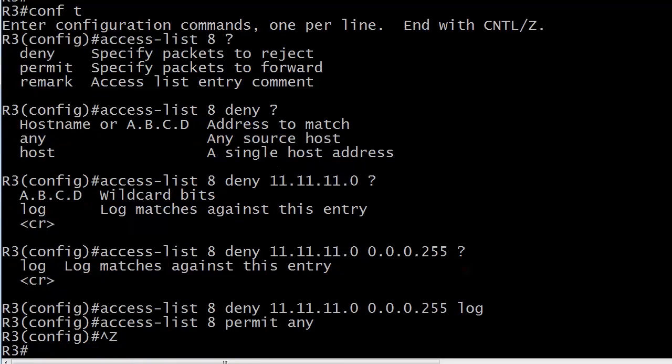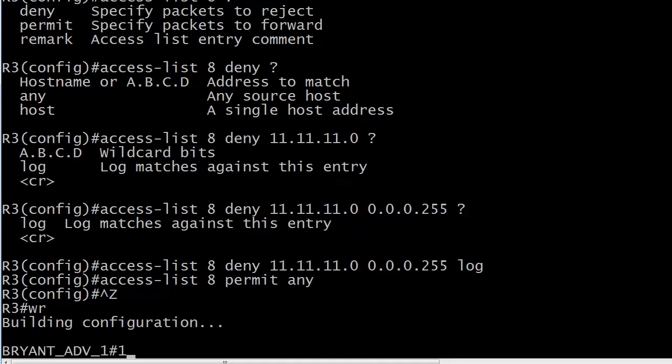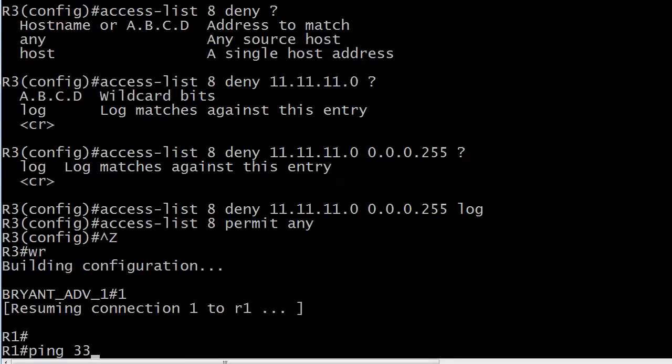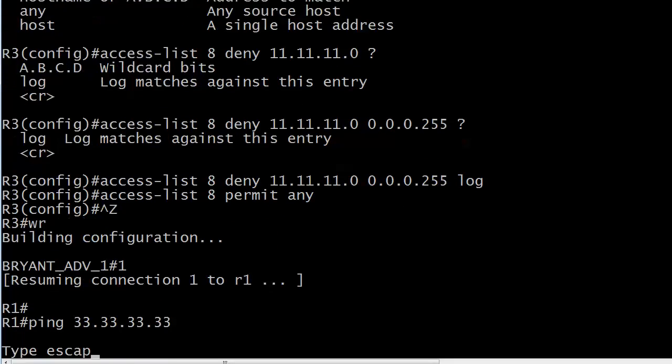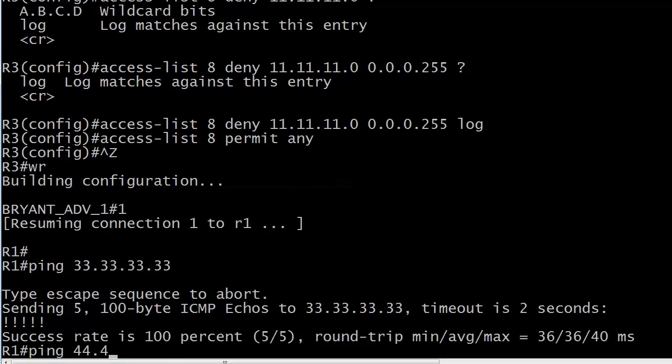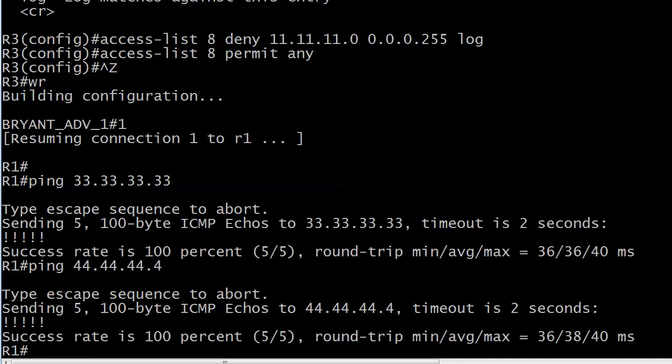And that's it. So we're good. We've got our ACL. Now we'll go back over to router 1, and we'll try to ping the one we don't want to be able to ping. And we can still ping it. So what the heck is the problem here?